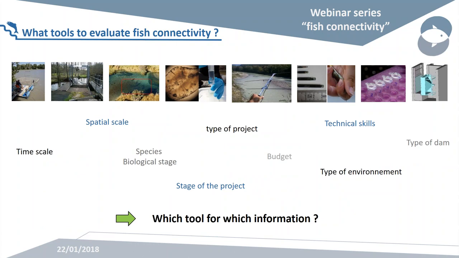Before presenting tool by tool, what is important to think about when you go into a project of evaluation of fish continuity is to take all these elements into account to choose the good tool for the good information. You need to care about time and spatial scale, the species you work on, which biological stage, which stage of your project, what your budget is, what your technical skills are, and which type of environments and dam you work on. It's important to care about all these parameters to take the good decision and use the good tool for the good information.